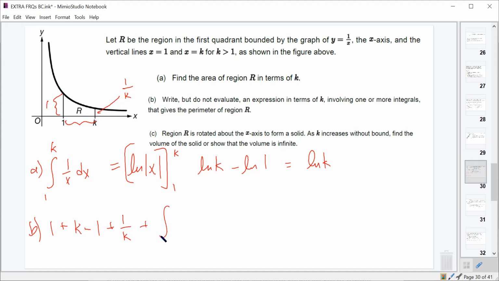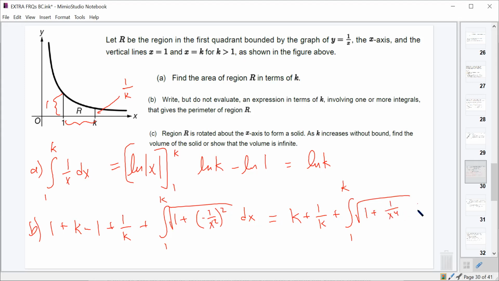And then the last thing we need to do is the integral from 1 to k of the square root of 1 plus f prime squared, and f prime is negative 1 over x squared, dx. And don't forget the squared on that derivative, like I tried to do earlier today on the negative 1 over x squared. And so if you want to simplify it down, you got k plus 1 over k plus the integral from 1 to k of the square root of 1 plus 1 over x to the 4th dx. And they didn't ask us to evaluate, so we don't need to. Good or no?